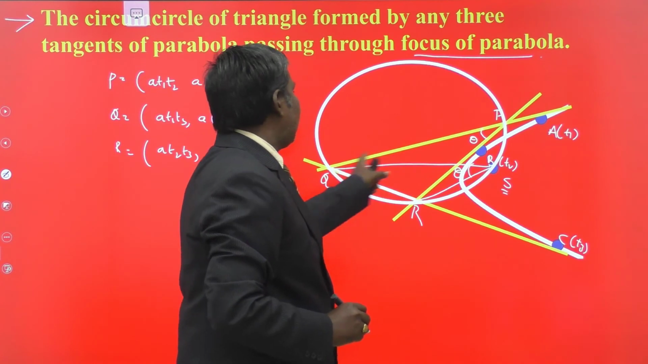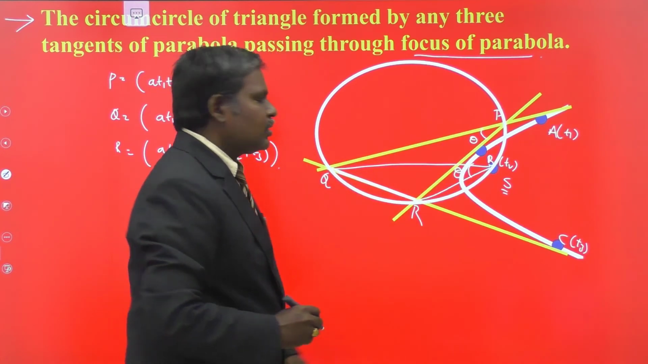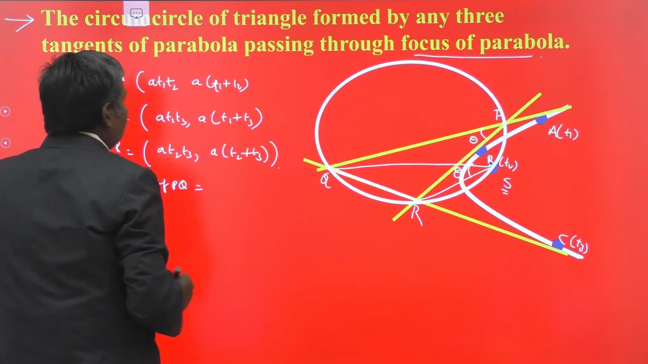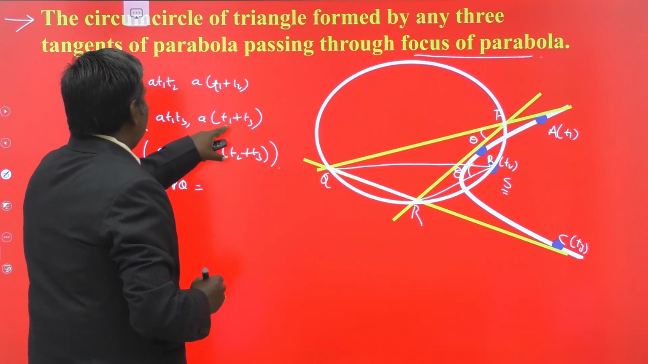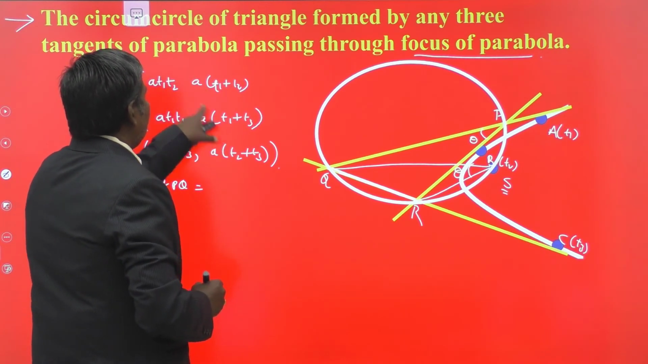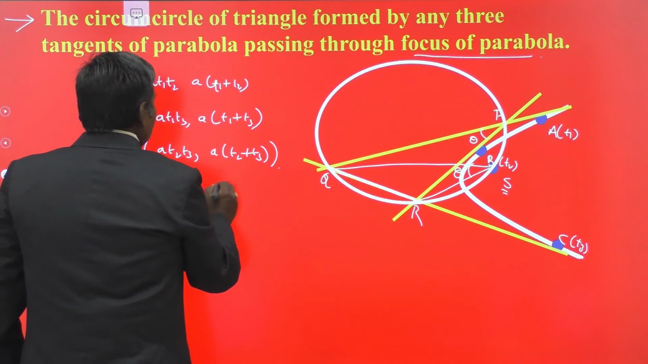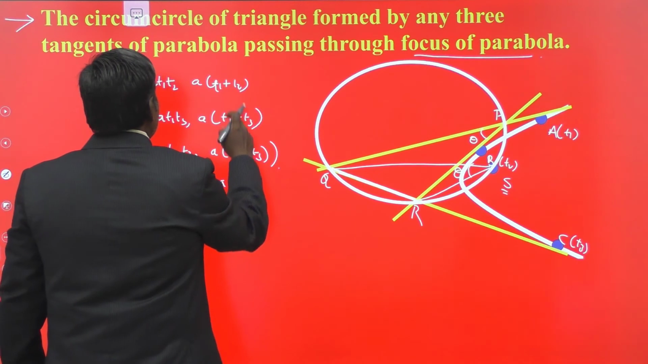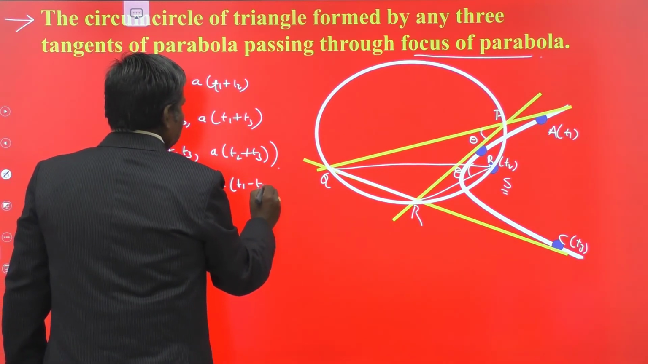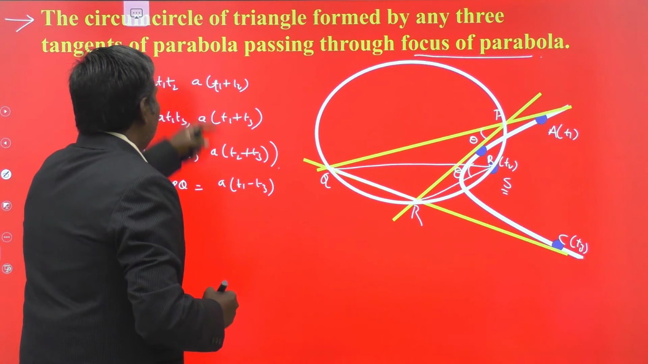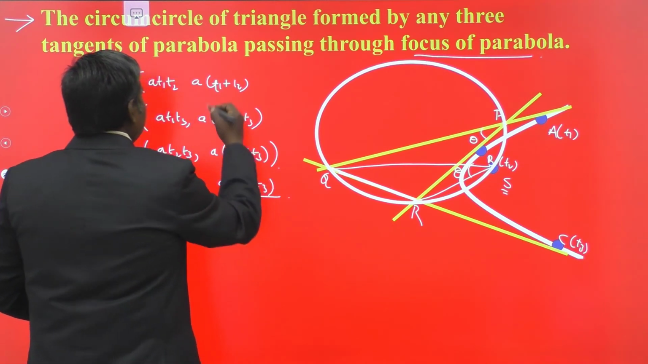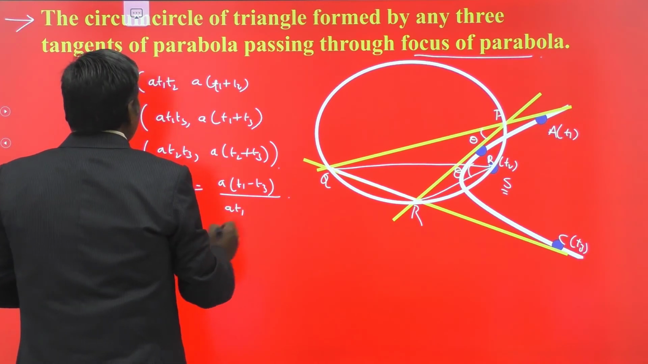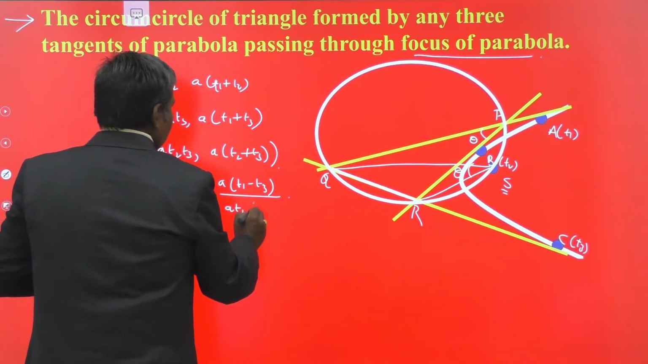Now, let us find the slope of PQ and the slope of PR. Slope of PQ is nothing but (y2 minus y1) by (x2 minus x1). The a t1 gets cancelled. A times (t1 minus t3) by a t1, you can take common a t1 into (t3 minus t2).